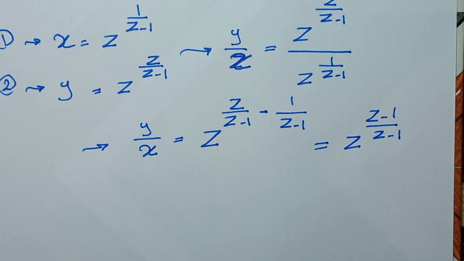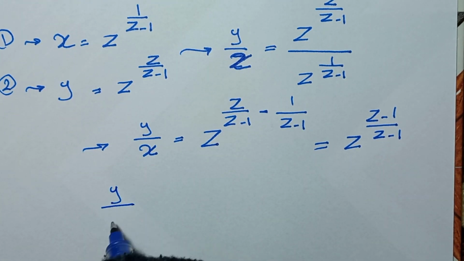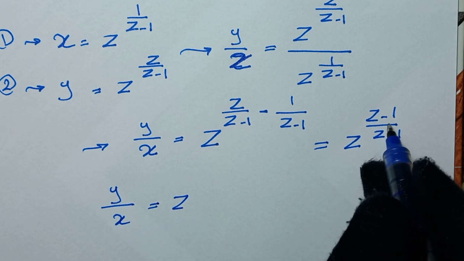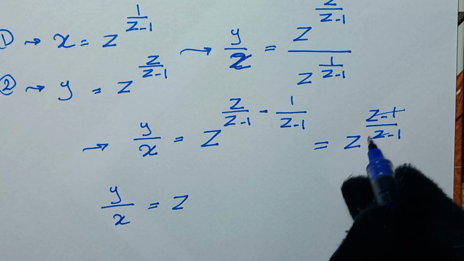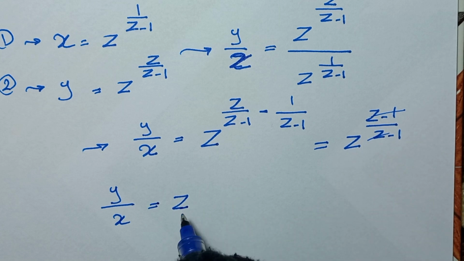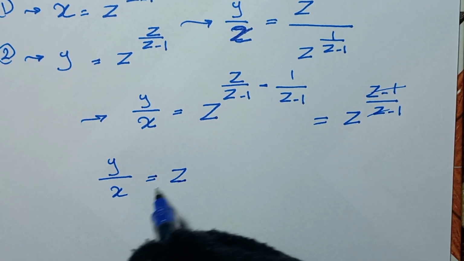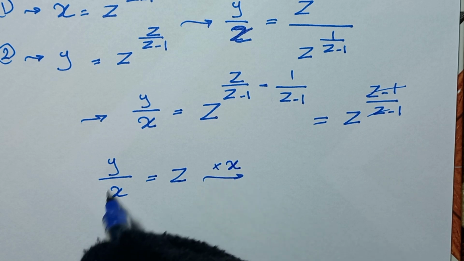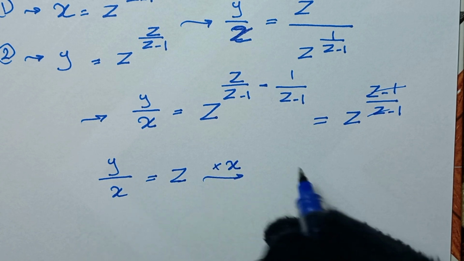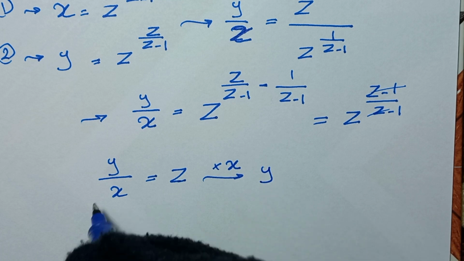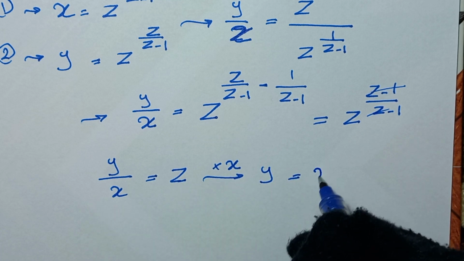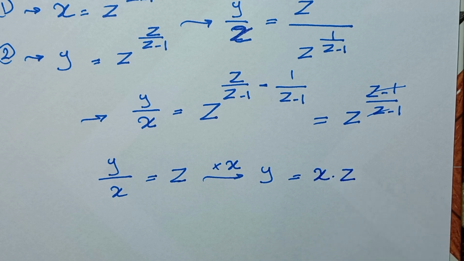So, it will be y over x is equal to z to the power of, this will cancel this, it will be 1. So, z to the power of 1, it will be z. And here, we multiply both sides of the equation by x. So, we multiply by x, and this multiplied by x will be y. This x will cancel. And this times x will be x times z, right?